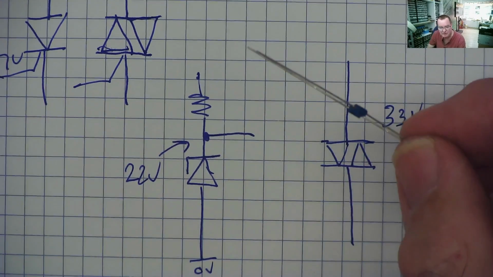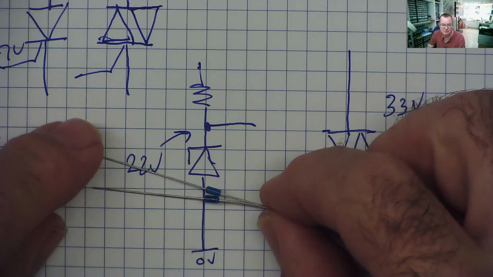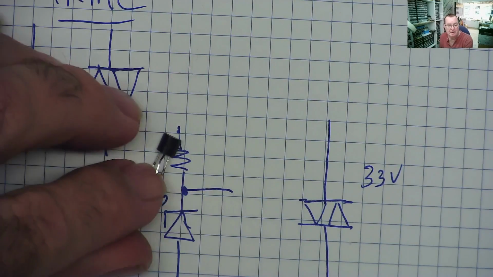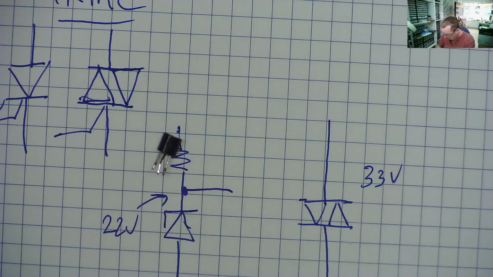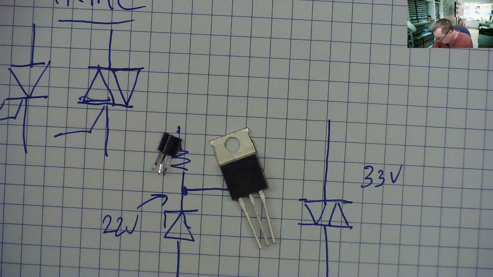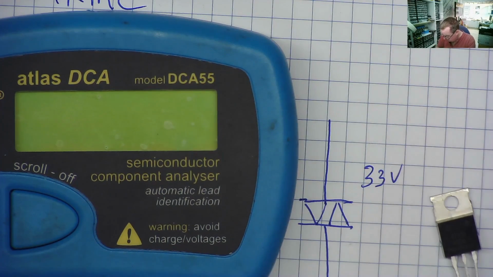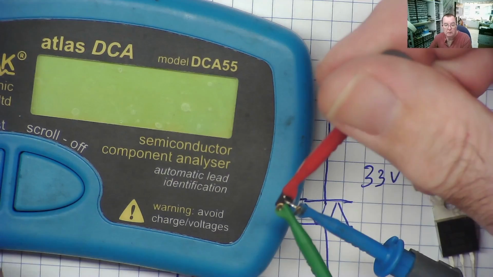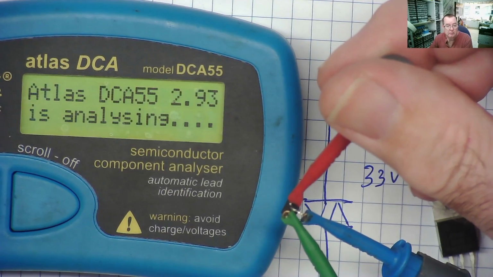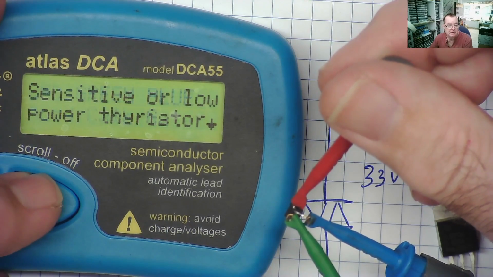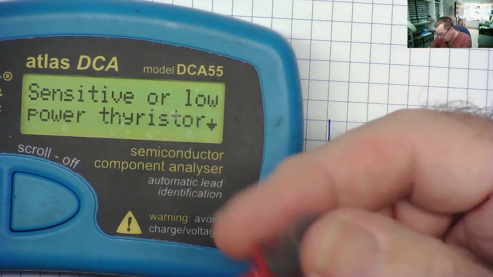Can we test triacs and thyristors using a multimeter? There's a good question. Well, let's try. So we have a thyristor, a low powered one. We have a triac, a high powered one. That's just what I happen to have. We can obviously test these with the component analyzer. So if you have a component analyzer, we can just connect the thyristor. Okay, I can switch this on, and it's saying sensitive or low power thyristor. It's telling us which pin is which. Okay, so we can test them with a component analyzer.